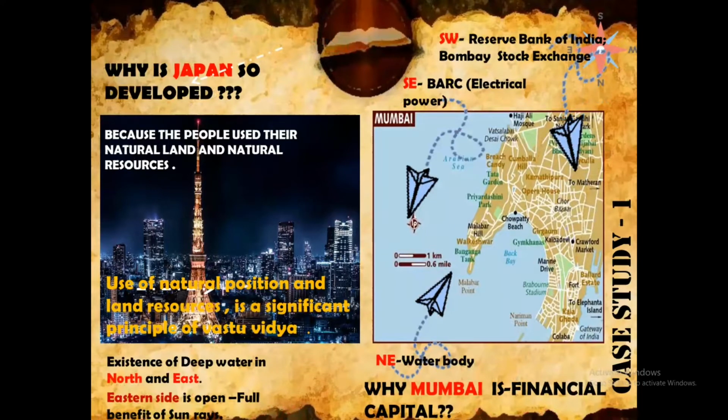Do you know why cities like Tokyo and Mumbai are so developed? Let's see. Tokyo is the capital of Japan. The people of Tokyo have used their natural land and natural resources like wood and water to build all their important centers like monasteries and temples. There's also a deep water point in the north and east direction, and its eastern direction is fully open and it benefits from the sun rays. That is why Tokyo is so developed, as it incorporates the five elements or Panchabhutas in its daily life.